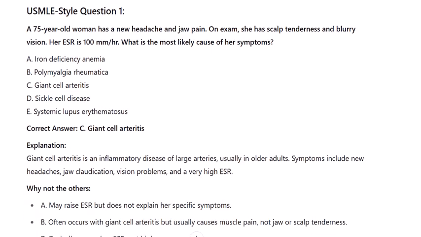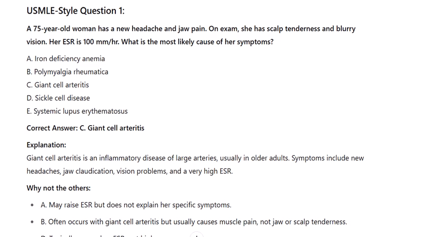USMLE style question 1. A 75-year-old woman has a new headache and jaw pain. On exam, she has scalp tenderness and blurry vision. Her ESR is 100 millimeters per hour. What is the most likely cause of her symptoms?